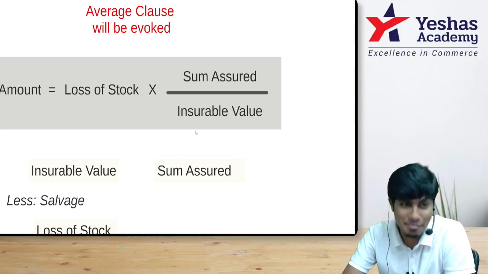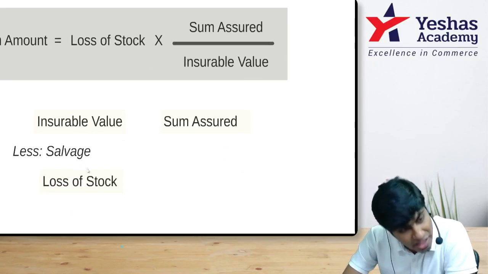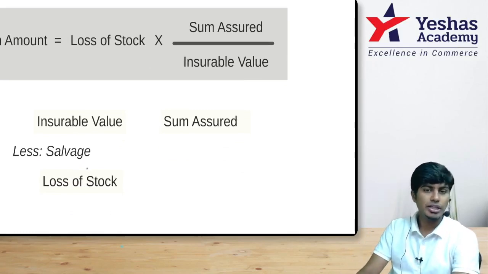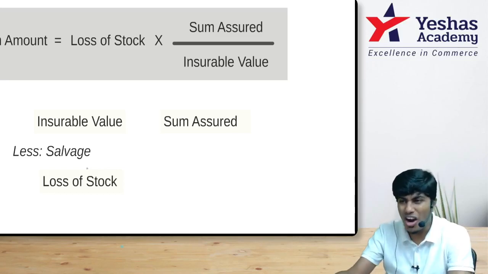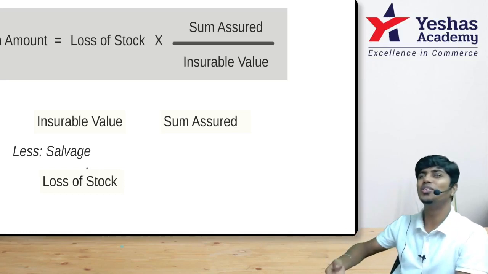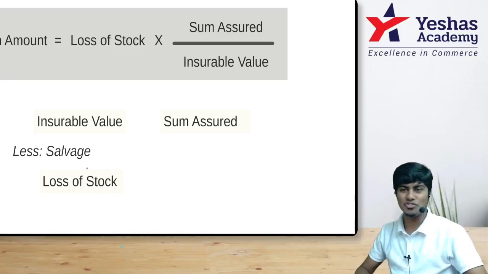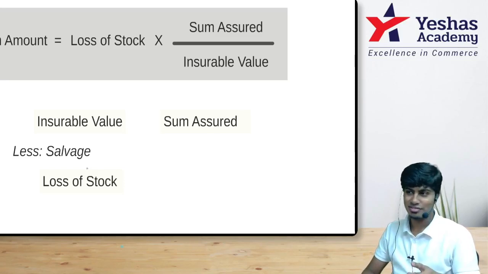Get this? In some cases, if the salvage is zero, the insurable amount will itself be the loss of stock. What is the insurable amount? Stock as on date of fire. How do you find stock as on date of fire? Memorandum trading account. So we should do the trading account and put this formula. That's it. And then finally we should add the firefighting expense. Understand, sir?